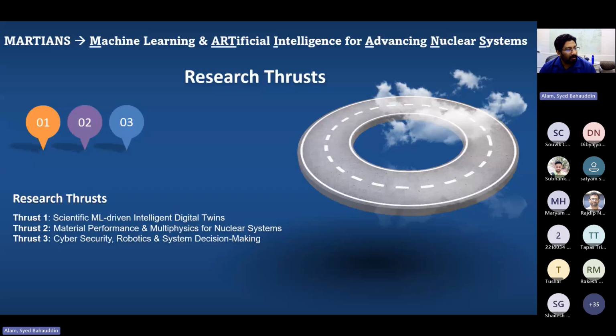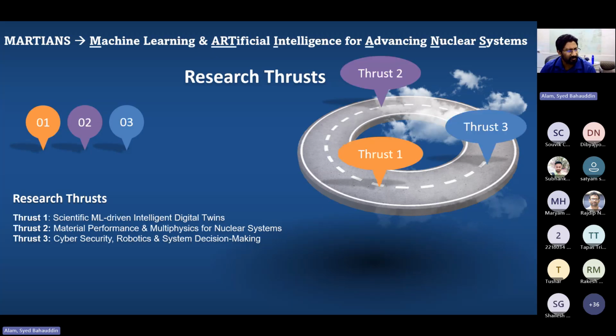Before starting, we work on three main thrusts: scientific ML-driven intelligent digital twins, material performance, and multi-physics. But thrust 2 is mainly to generate datasets for thrust 1. And when we have thrust 1, intelligent digital twins, that also boils down to some cybersecurity and system decision making. So robotics is not really hardcore robotics. It's actually the virtual sensing, or kind of on-the-fly sensing.